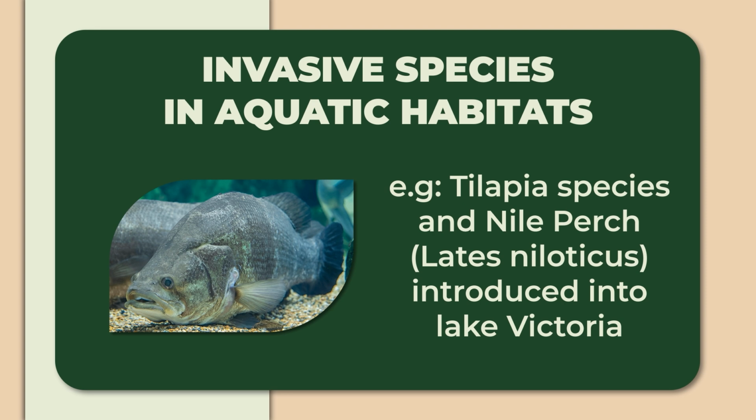The second is that they can also be introduced unintentionally, for example if you construct a canal or clean up a ship. That can also lead to the introduction of fish populations to a new environment. So invasive species in aquatic ecosystems are also a major concern. There are many examples of invasive species in aquatic habitats.